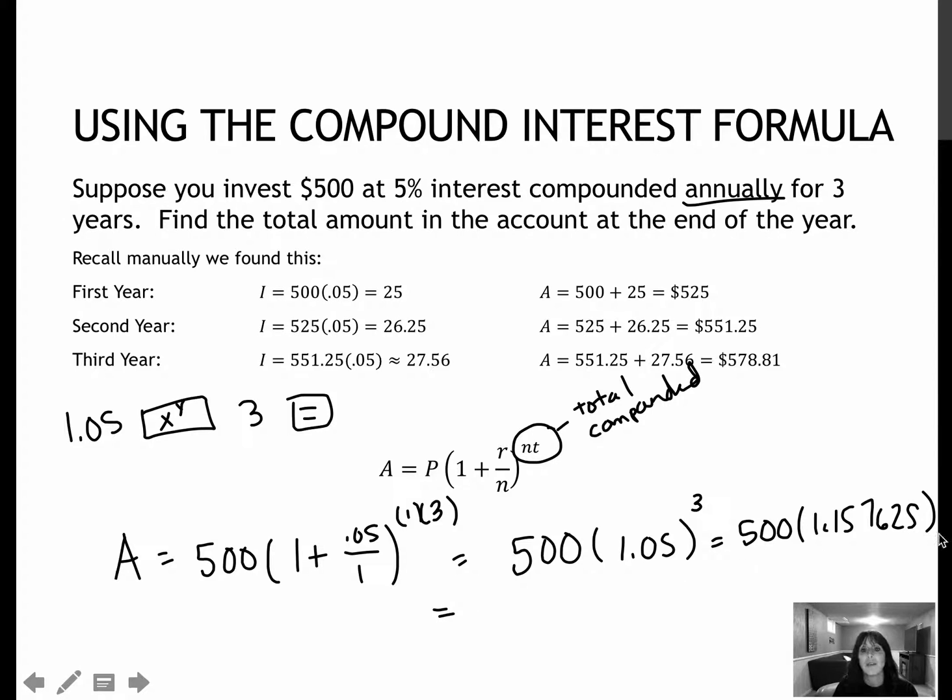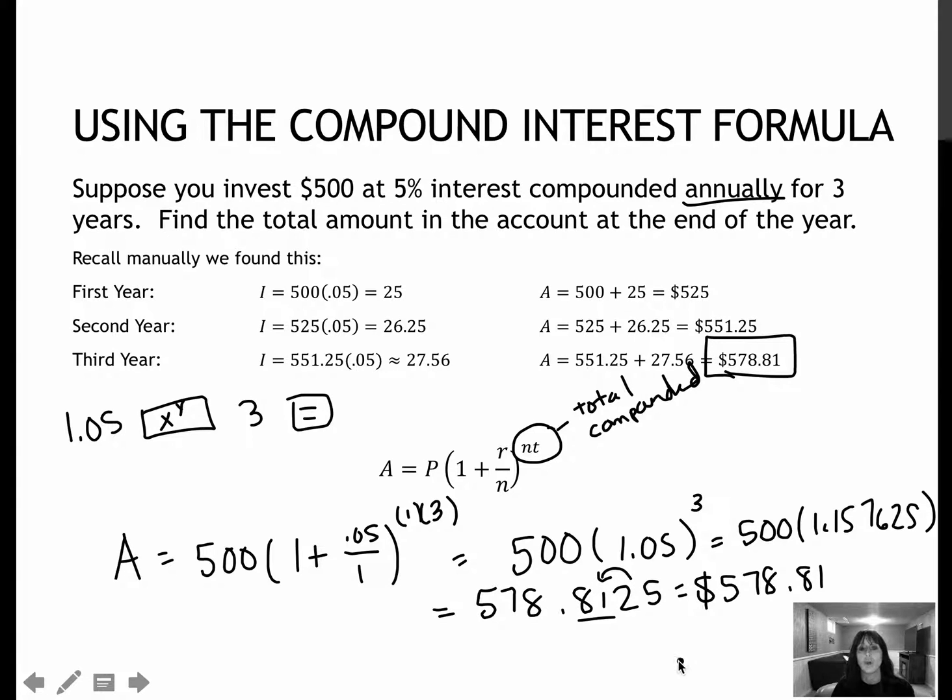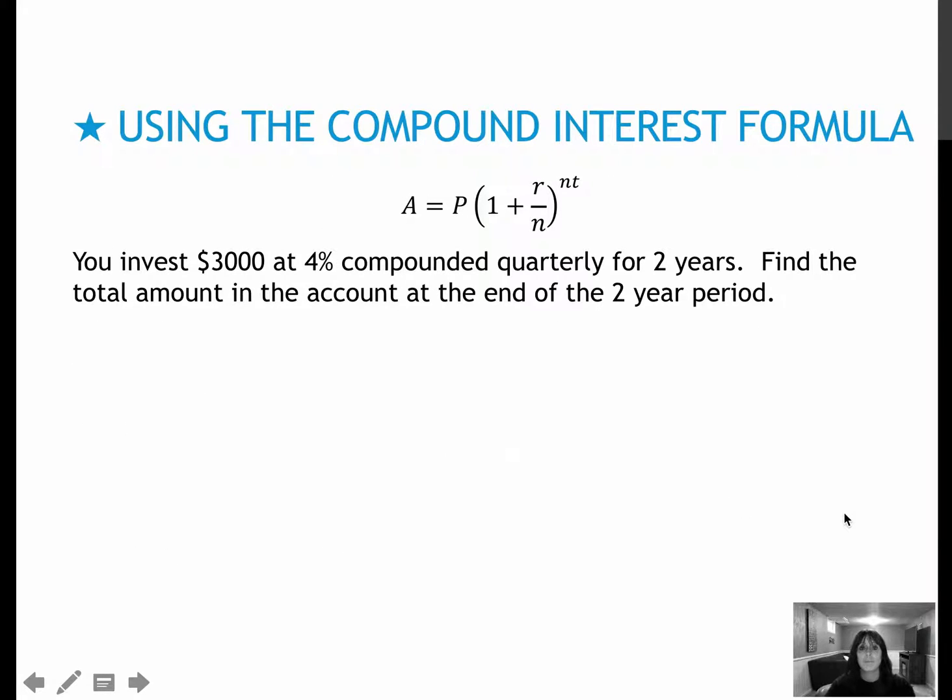Now, if I take 500 times that giant number that's still in my calculator, that gives me 578.8125. Now, this is the point where I will round. It makes sense that I would round to the nearest cent because that's how we measure money. And so my total amount would be 578.81 because that 2 says don't round up. Notice that matches with what I had before. Try this question on your own, then press play to see how you did.